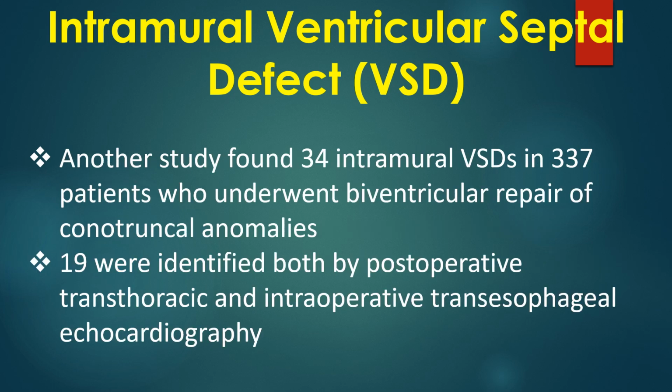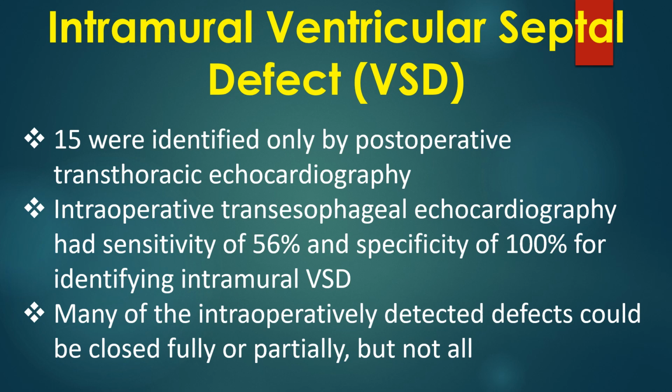Another study found 34 intramural VSDs in 337 patients who underwent biventricular repair of conotruncal anomalies. 19 were identified both by postoperative transthoracic and intraoperative transesophageal echocardiography. 15 were identified only by postoperative transthoracic echocardiography.